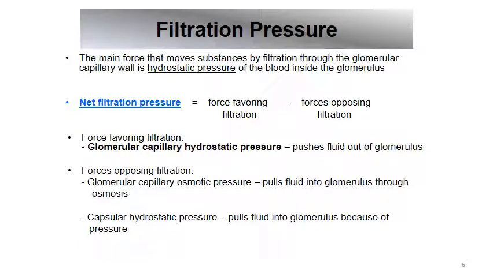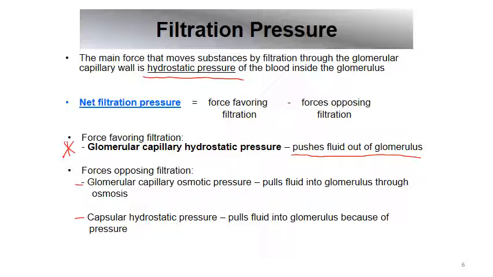The force forcing the filtration is called the filtration pressure. Now, the hydrostatic pressure means what is actually pushing the fluid out of the glomerulus. The net filtration pressure, here it says, equals the force favoring filtration minus the forces that oppose filtration. The main thing that you need to know on this slide is the glomerular capillary hydrostatic pressure. Know that this is the pressure that pushes the fluid out of the glomerulus. These other two are actually putting the fluid back into the glomerulus. But these two forces are not very strong.